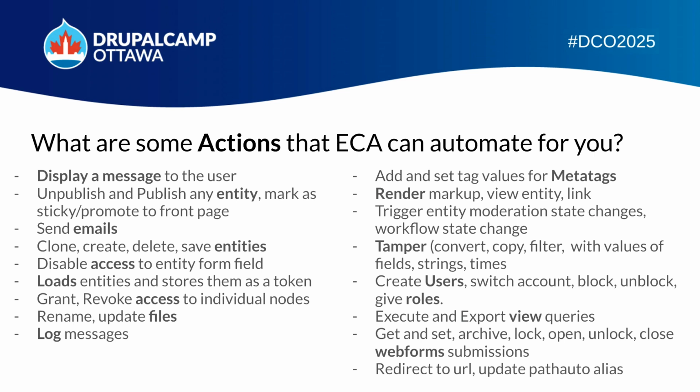And then here are some actions that ECA can automate for you. So displaying messages and publishing and unpublishing entities, or marking things as sticky and promote. People sometimes still use these, where they want promote to be sticky or promoted, and they have to manually go and click and change things, and then they get upset when this one view is showing the wrong order for things, and it's like, you need to use the right one. These are things where we can use ECA actions to have certain things be automated, or after a certain period of time, we just have them not be sticky anymore.